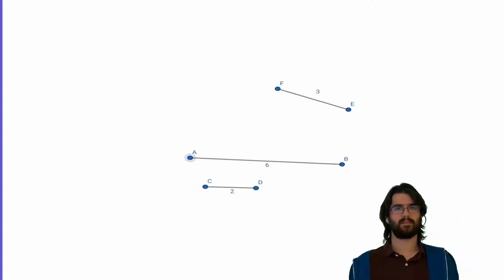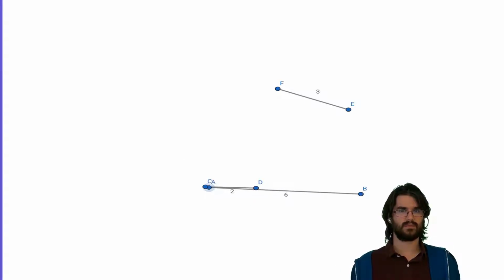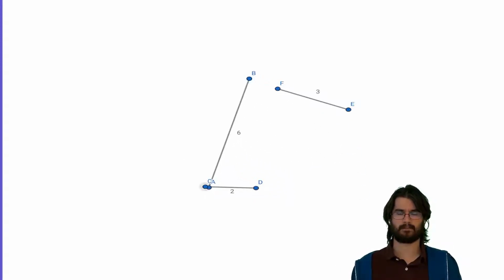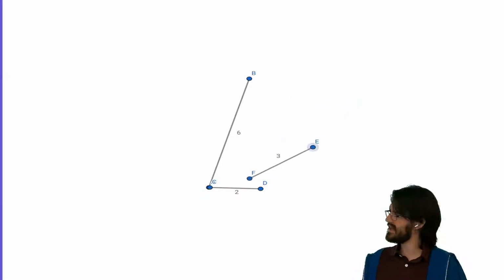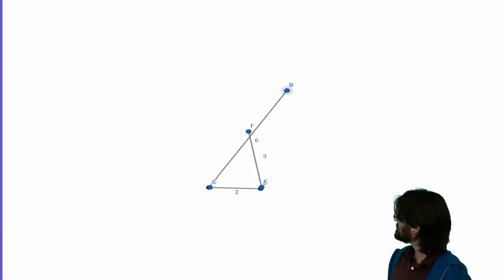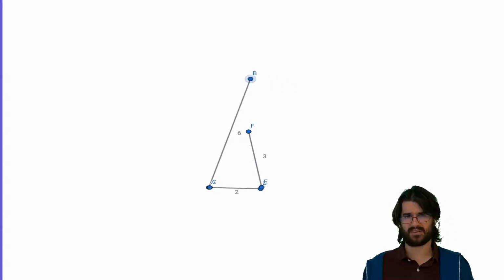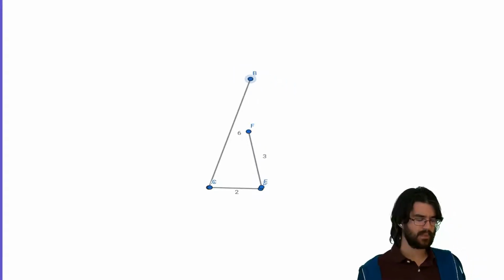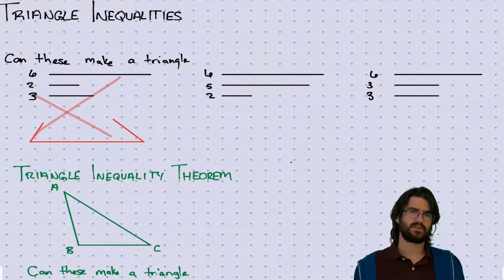What if I change it up? What if I use one of the smaller sides as the base? Now, the 6 is too long. Now, I can't get those to match because the 6 is over. I can get them to match up, but that doesn't count as a triangle because we have some extra overhang. So 6, 3, and 2 can't make a triangle. 6 is just too big.